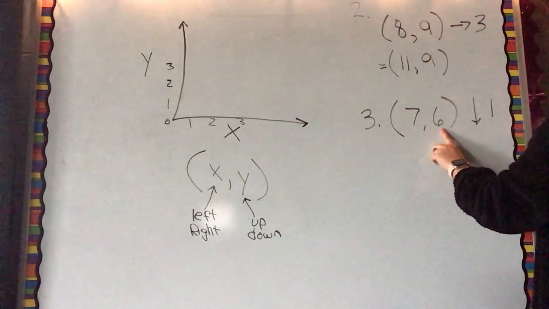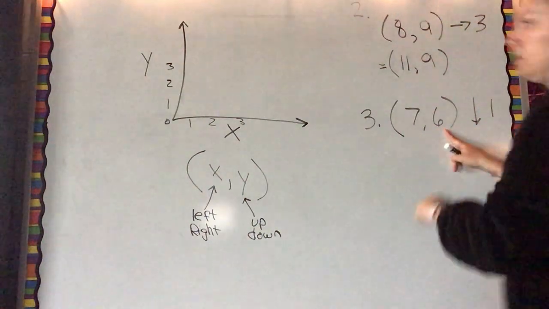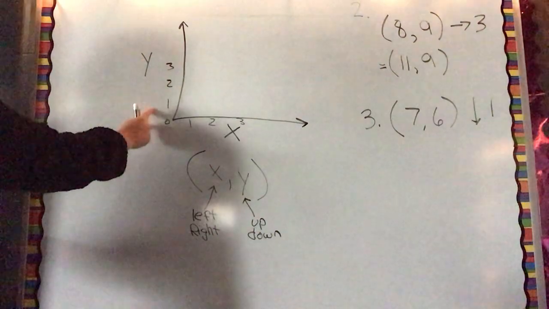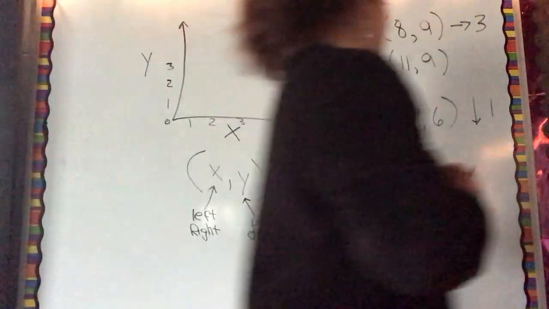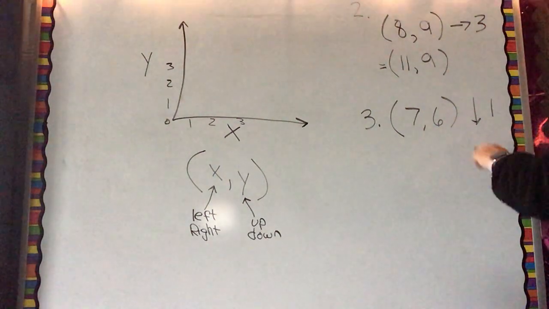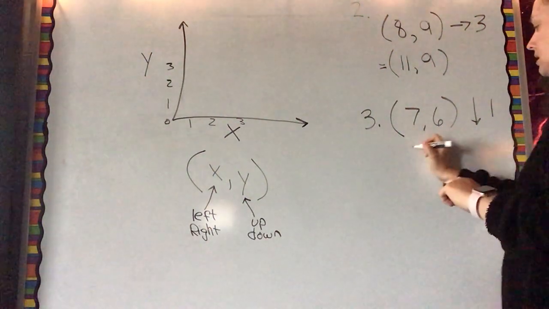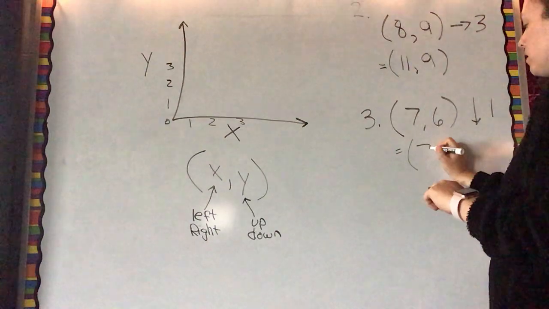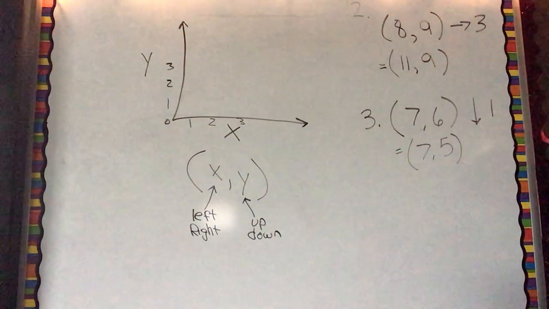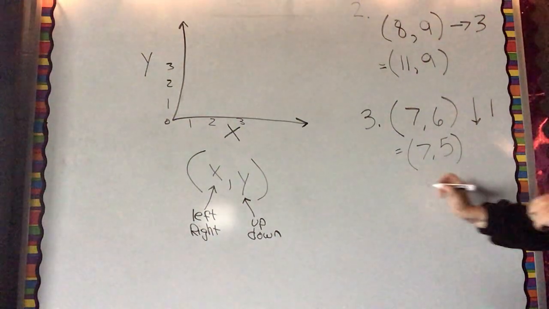Very good. So when going down, looking over here, when I go down, do my numbers get bigger or smaller? Smaller. So what kind of computation with this 1 am I doing? Subtracting. So 6 minus 1, which is 5. So my new ordered pair is 7, 5. Get it a little easier? Yep.